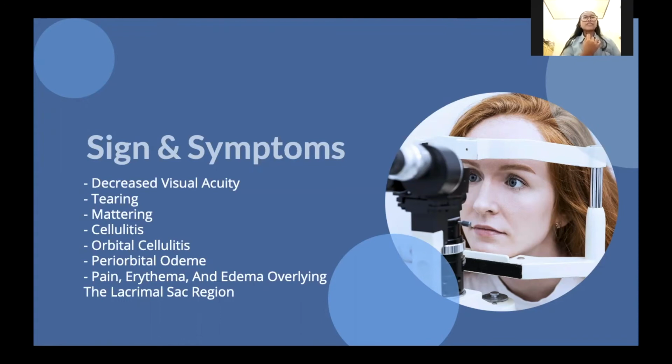In chronic conditions, symptoms usually include tearing and matting of lashes. And the more serious symptoms of acute dacryocystitis are extension to the orbit with abscess formation, and it may progress to orbital cellulitis. If this occurs, it can lead to blindness, cavernous sinus thrombosis, and death.